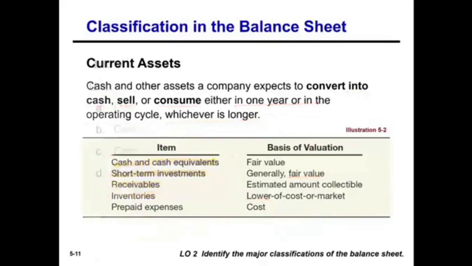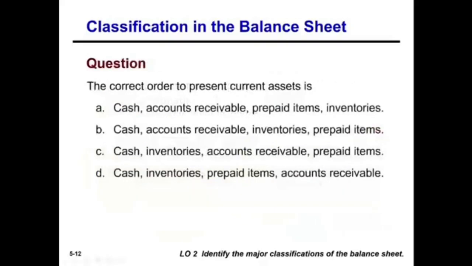Just notes we use LCM, lower of cost or market. So what is the correct order to present the current assets? Well, cash is obviously the first. Then after cash, what comes next? Not inventory. Inventory does not come next because it's not as liquid.